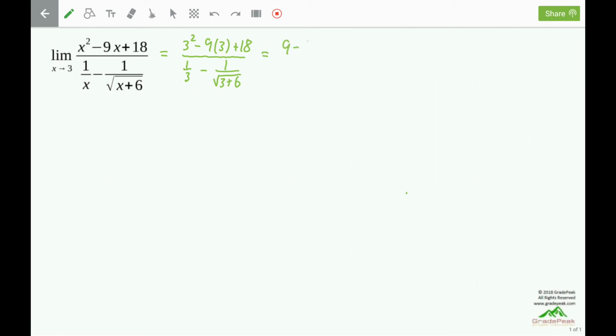3 squared is 9. Negative 9 times a 3 is a negative 27 plus 18, all over 1 over 3 minus 1 over the square root of 3 plus 6, which is a 9. 9 minus 27 is negative 18, plus 18, over 1 over 3 minus 1 over the square root of 9, which is a 3. So we have negative 18 plus 18, which is 0, over 1 over 3 minus 1 over 3, which is 0. The 0 over 0 indeterminate form. We will need to rework this.